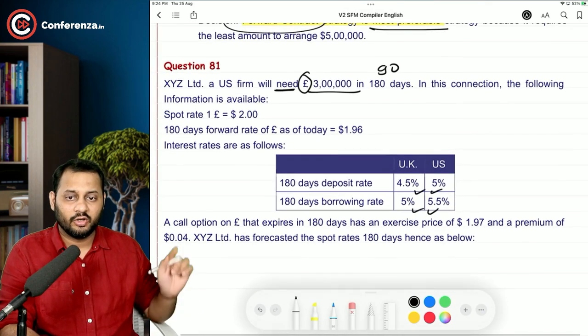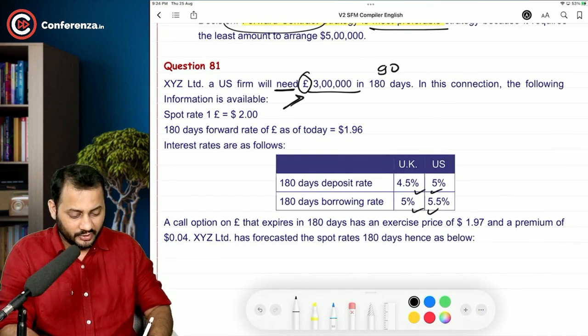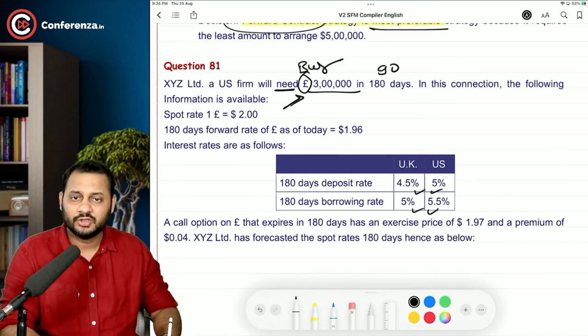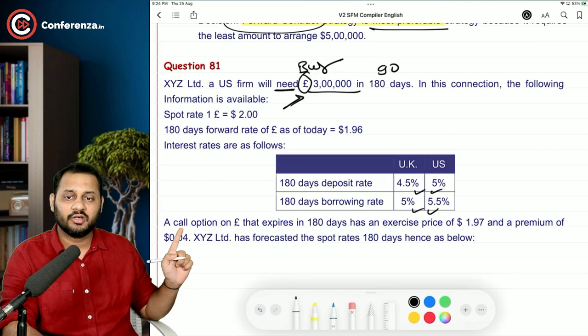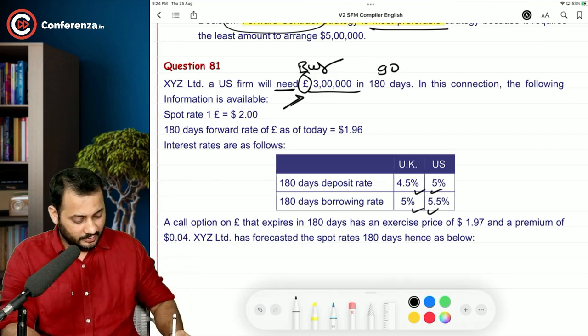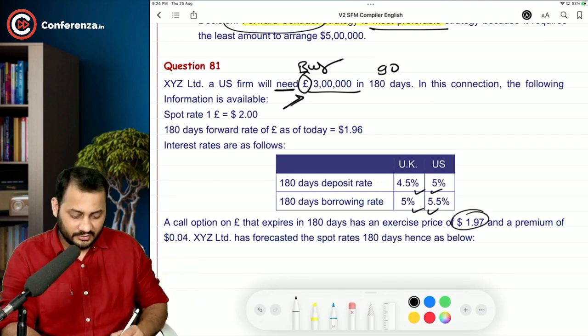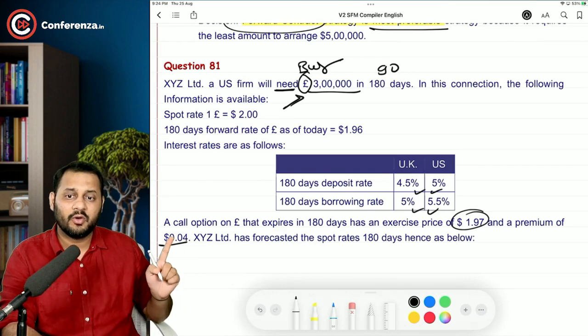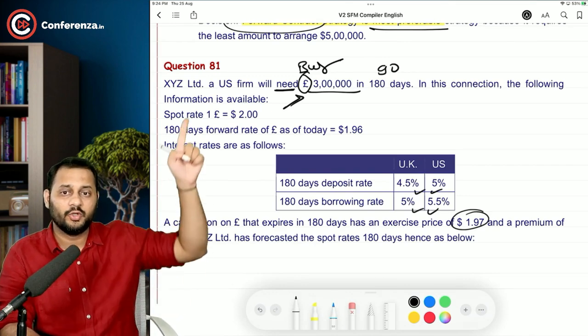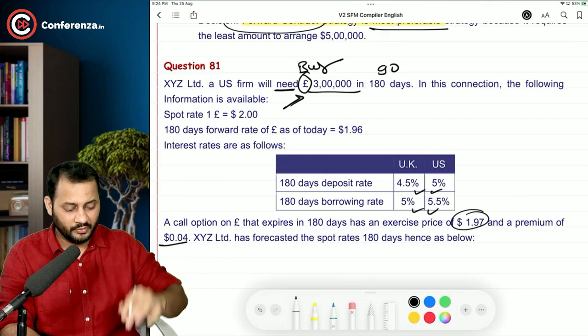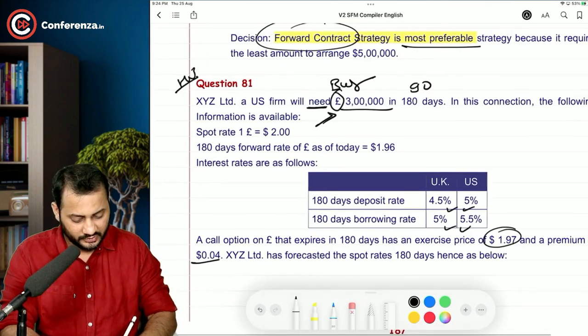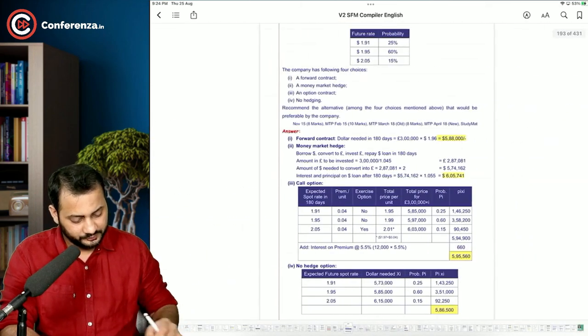Okay. A call option again, because we need pounds. We need means we want to buy pounds after 180 days. So we need a buying right, which is called a call option. And this is the strike rate and this is the premium. For every pound, this much is the dollar that you have to pay. You are from US, not from India. So take this as homework, exactly similar to the previous question.